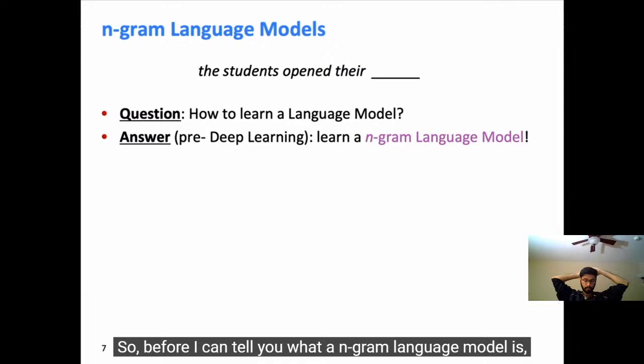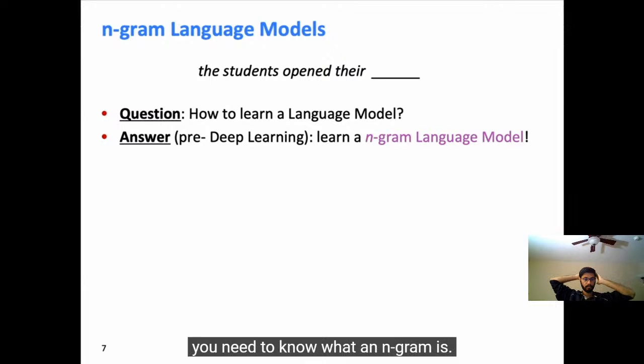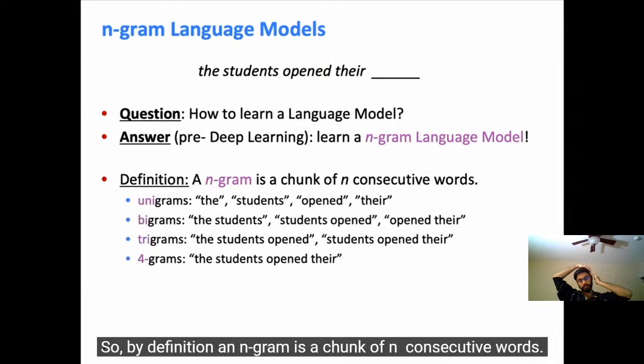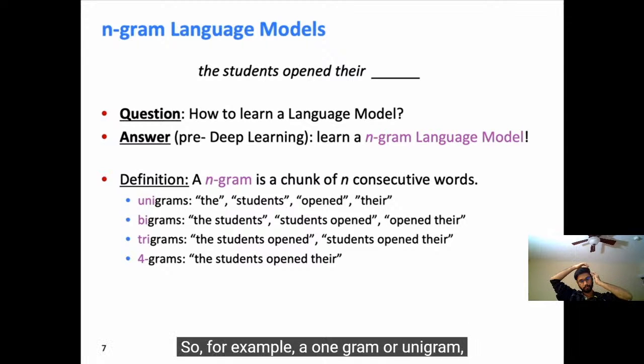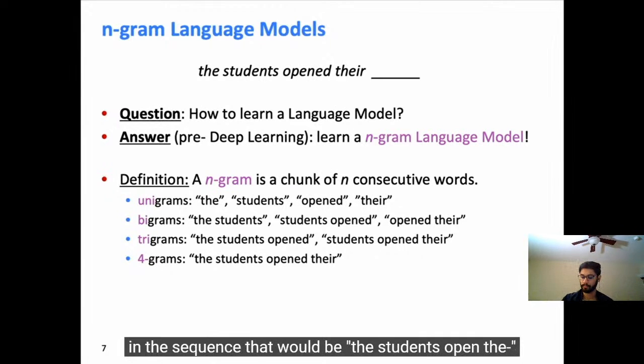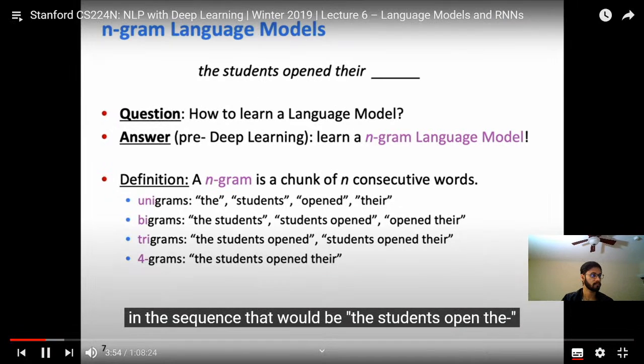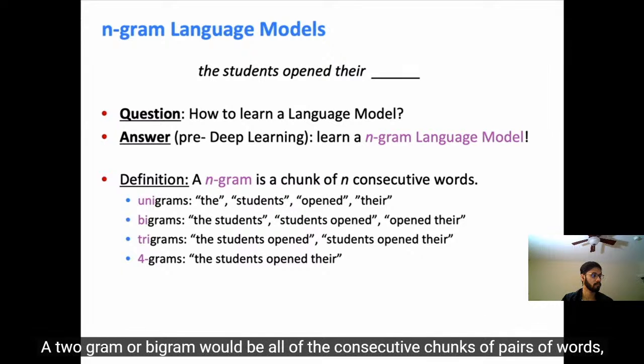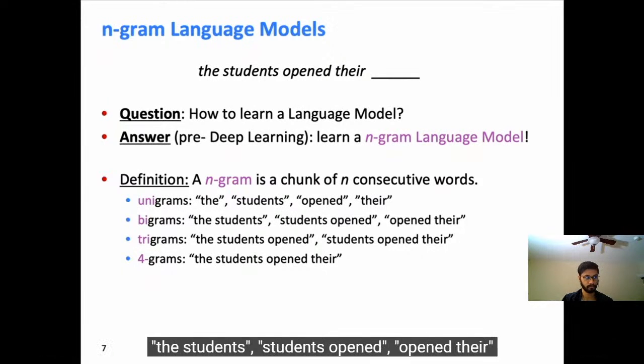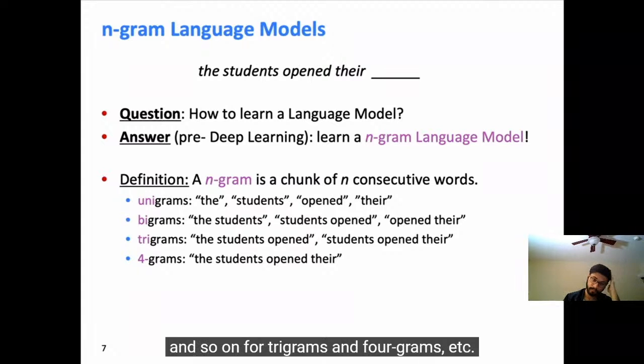So before I can tell you what an n-gram language model is, you need to know what an n-gram is. By definition, an n-gram is a chunk of n consecutive words. So for example, a 1-gram or unigram is just all of the individual words. In this sequence, it would be "the," "students," "opened," "their." A 2-gram or bigram would be all of the consecutive chunks of pairs of words: "the students," "students opened," "opened their," and so on for trigrams and 4-grams, etc.